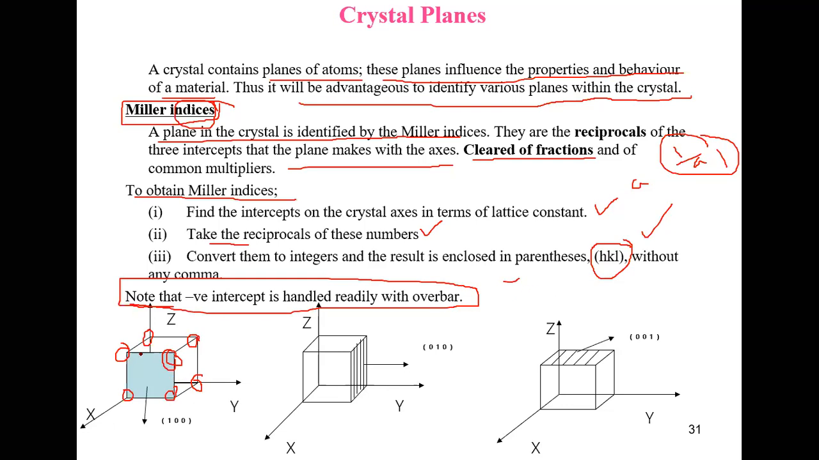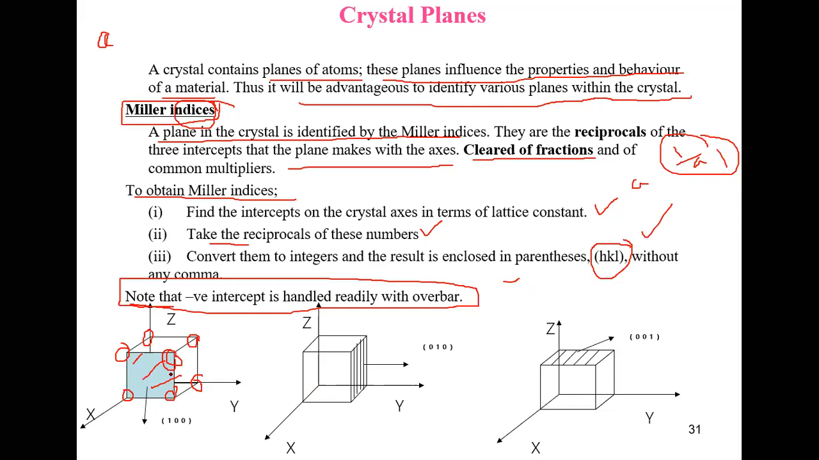Suppose we want to calculate the Miller indices of this shaded plane. These are the x-axis, y-axis, and z-axis. What are the intercepts on the x-axis? The origin is at the back, so the intercept on the x-axis for this plane will be one lattice constant, a. Now, what is the intercept on the y and z-axis?